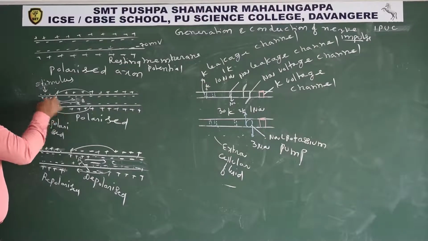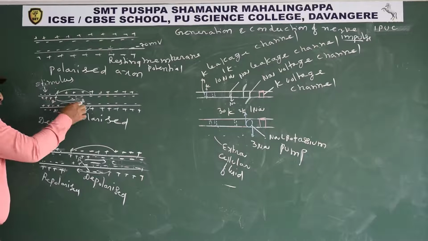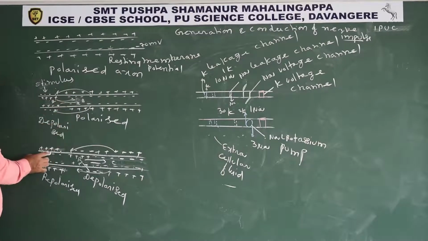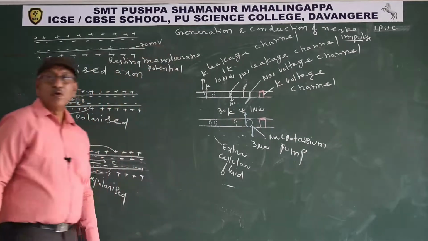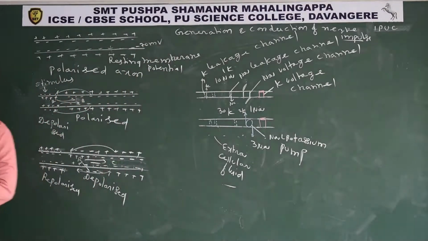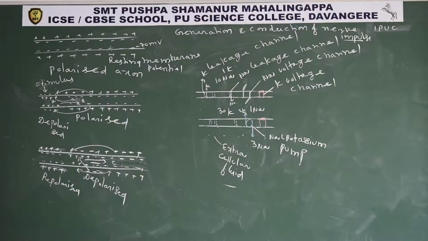So now the message travels from A to B. Immediately potassium channels open. Through the potassium voltage channel, an abundant amount of potassium goes out. The inner surface is electrically negative. So this is about generation and conduction of nerve impulse. Nerve impulse means a transmission of information within the axon.